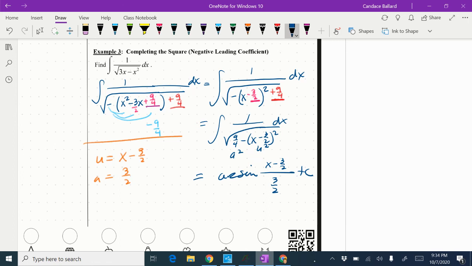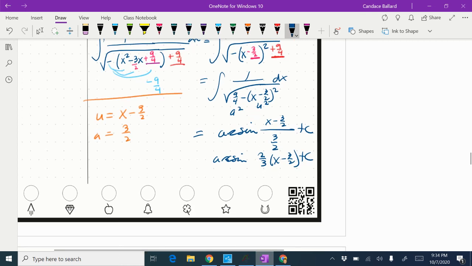You could also flip the reciprocal on this if you wanted to. So arcsine of 2/3 times x minus 3/2, plus c. So if I distributed that in, it would be 2/3 x minus 1, plus c. There's probably other ways to rearrange the algebra as well.